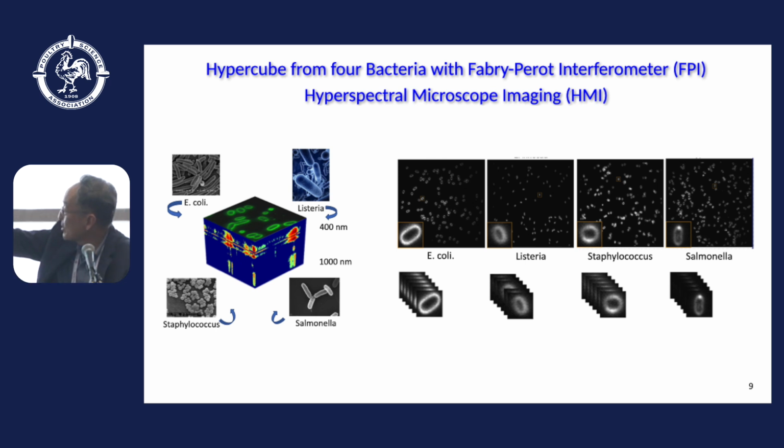Okay, this is a hypercube from a Fabry-Perot interferometer, or FPI, hyperspectral data. So this is a close look. You can see each single cell: E. coli, Listeria, Staphylococcus, and Salmonella. And the bottom one is a hypercube. Each one has a different spectral band image.